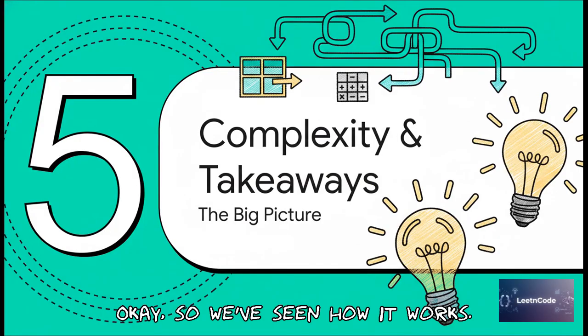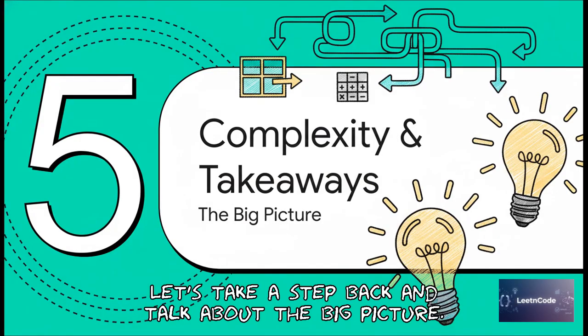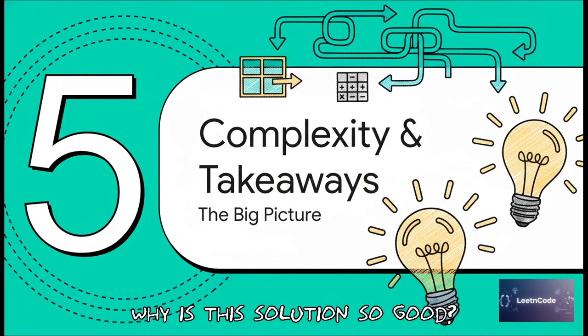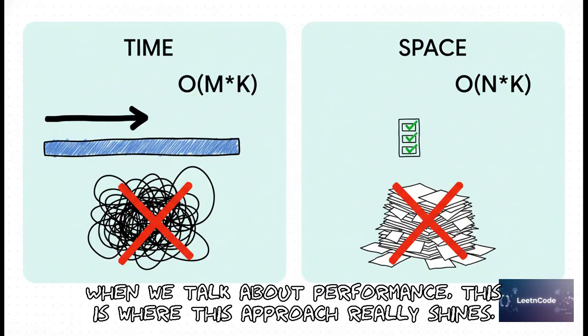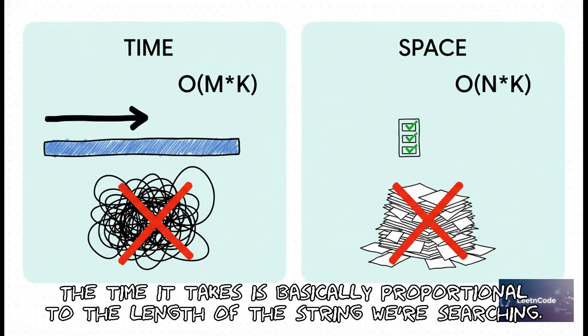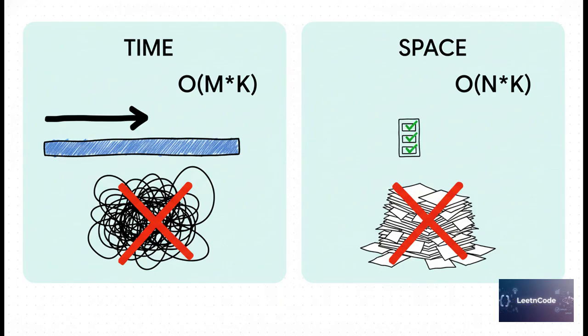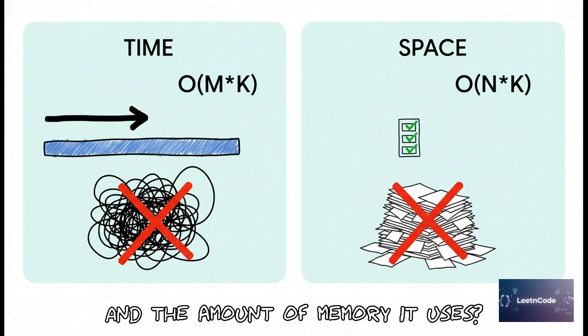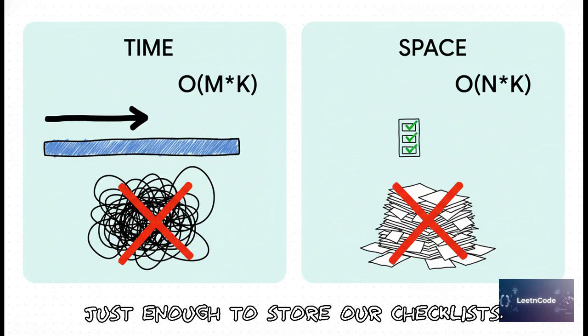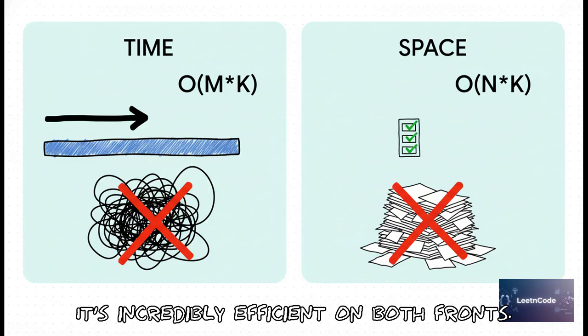Okay, so we've seen how it works. Let's take a step back and talk about the big picture. Why is this solution so good? And what are the main ideas you should really walk away with? When we talk about performance, this is where this approach really shines. The time it takes is basically proportional to the length of the string we're searching. We're just making one main pass. We're not doing some crazy number of checks that explodes as the input gets bigger. And the amount of memory it uses? Just enough to store our checklists. It's incredibly efficient on both fronts.